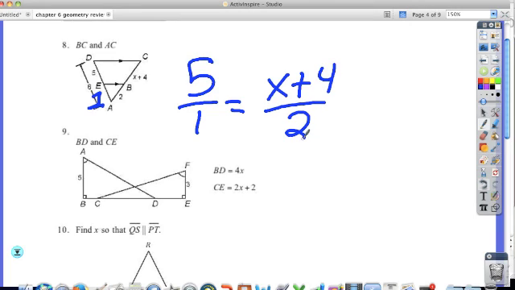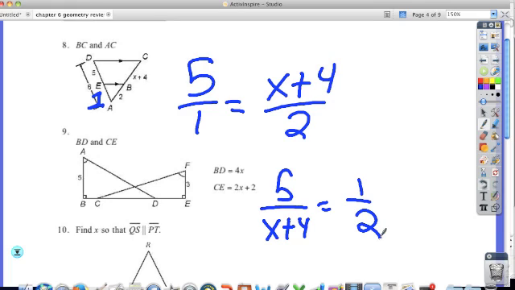Can I set up the proportion this way? Could I have also done 5 over x plus 4 is equal to 1 over 2? That would have been easier actually, now that I'm realizing, because x plus 4 would have to be 10, right? Do you realize what I just said? 5 over x plus 4. That one would have been easier, right? Because then it would have to be 10 on the bottom, so x would have to be 6. But I didn't do that. So let's go with what I did.